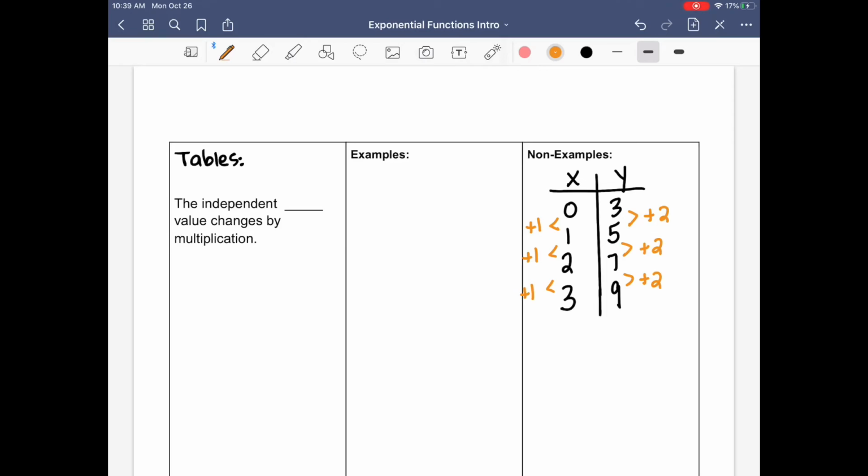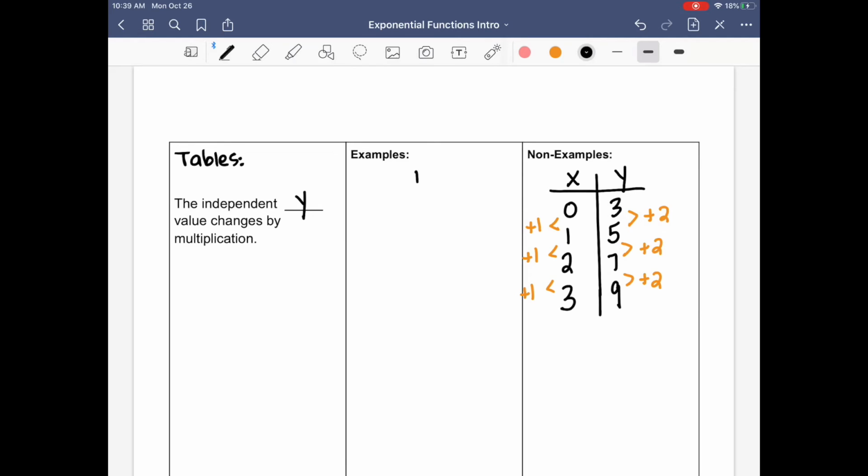So this is a linear function, so this is not exponential. Well, what makes it exponential? Well, just like linear is when it's being added or subtracted each time, exponential is when it's going to be multiplied. So the y value is going to change by multiplication.